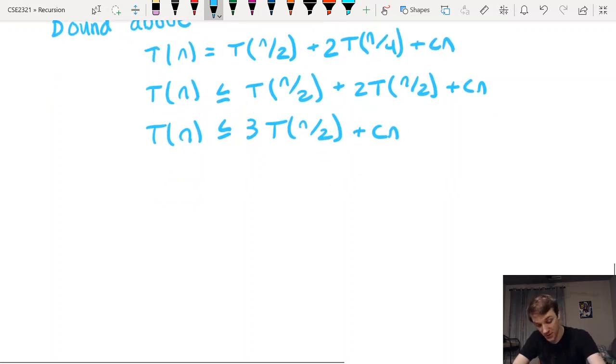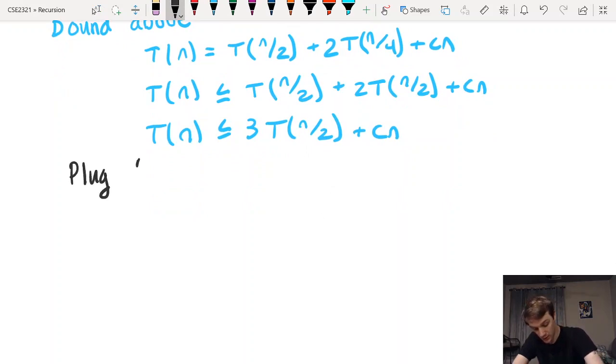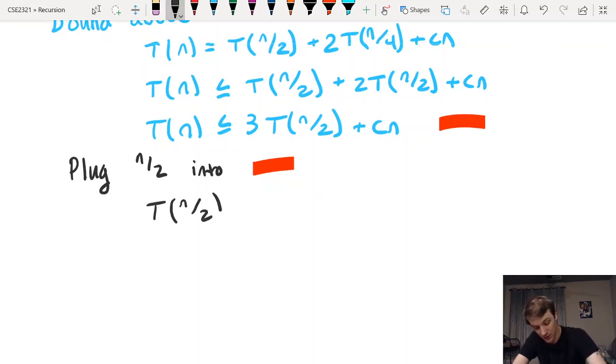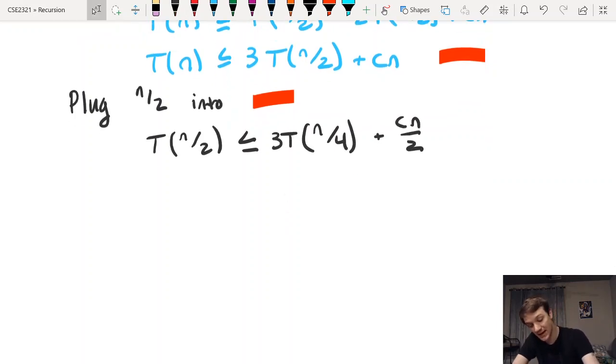Now we need to perform our substitutions. So we need to plug n over 2 into, let's give a designation for this equation. I'm going to designate it with a red bar. So I'm going to plug n over 2 into the red barred equation. Making that substitution, we have t of n over 2 is less than or equal to 3 t of n over 2, which is n over 4, plus cn over 2. Let's substitute that back into the original.